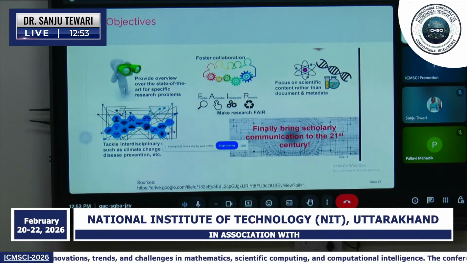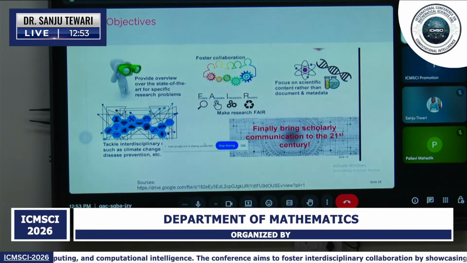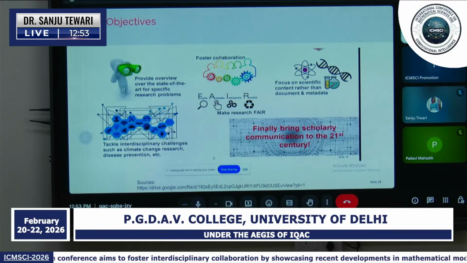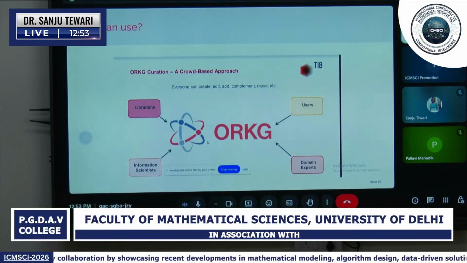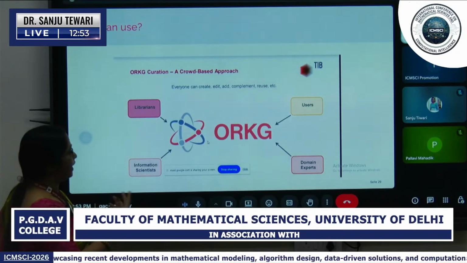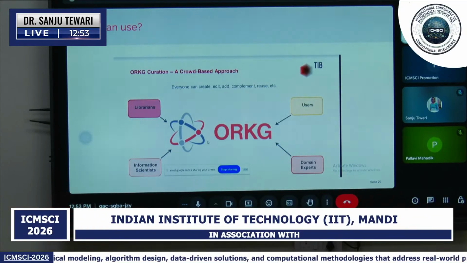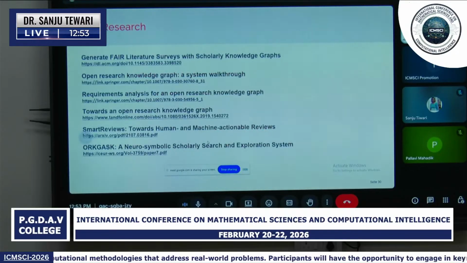Be interdisciplinary, in any kind of science. So any kind of research area, it can be used. Basically, it is a crowd-based approach. Everyone can create, edit, add, complement, and reuse. Here some of the users: domain experts can use it, information scientists can use it, and librarians can also use it. These are some major research papers that have already been published about the ORKG.